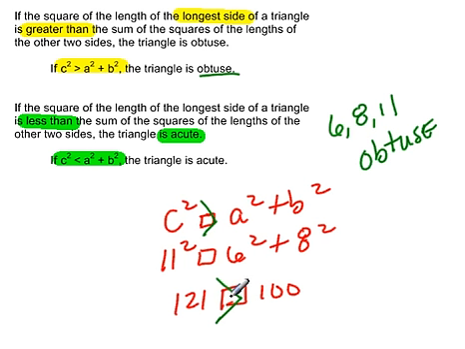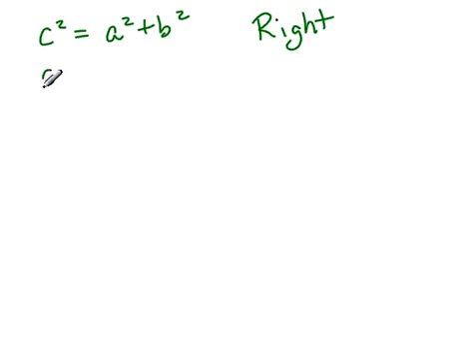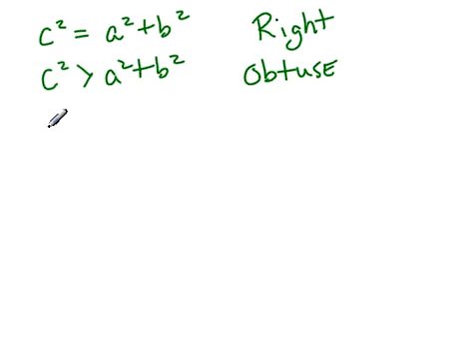So I always like to look at it in this way. I always like to give us this example. If C squared is equal to A squared plus B squared, then we have a right triangle. If C squared is greater than A squared plus B squared, we have obtuse. And if C squared is less than A squared plus B squared, we have an acute triangle.